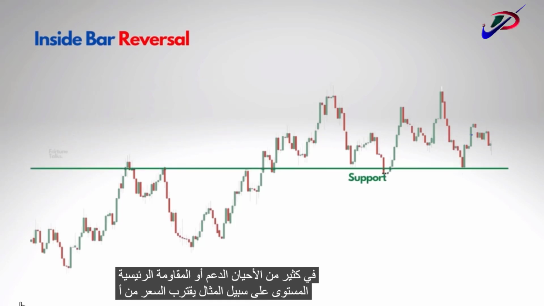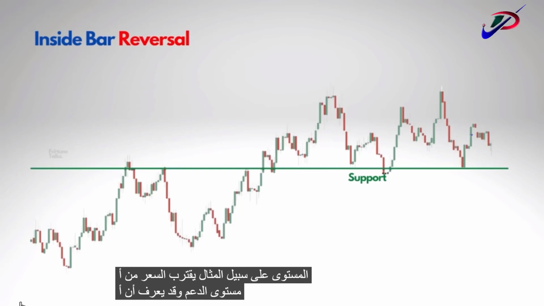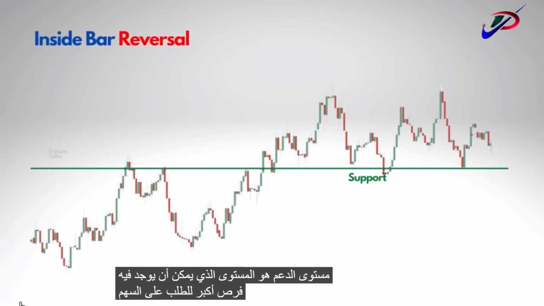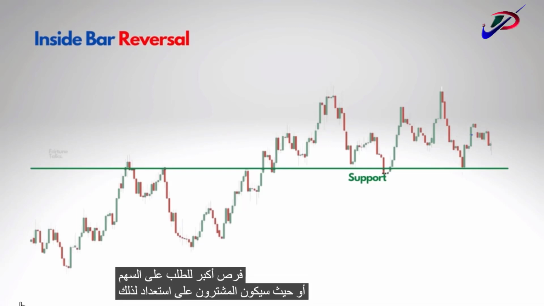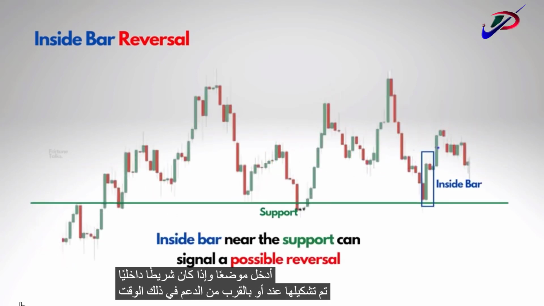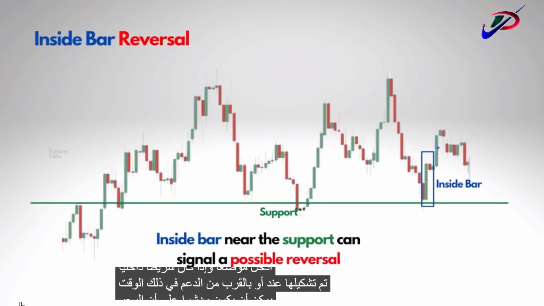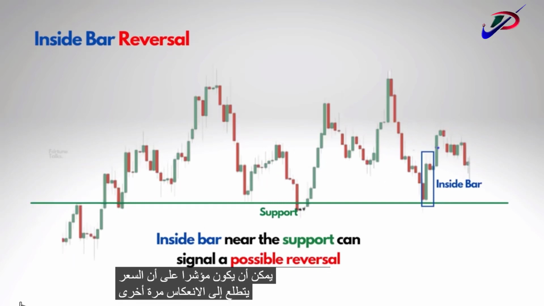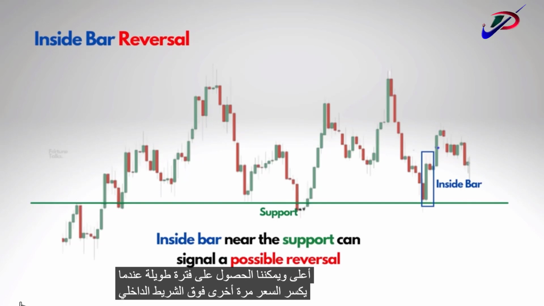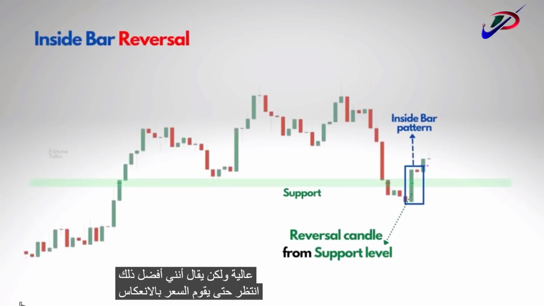For example, the price approaches a support level, and we know that a support level is one where there can be higher chances for demand for the stock, or where the buyers will be willing to enter a position. And if an inside bar was formed at or near the support, then it could be an indication that the price is looking to make a reversal back higher, and we could get long when the price breaks back above the inside bar high. But that being said, I prefer to wait for the price to make a reversal move first and then form an inside bar as shown in this case.